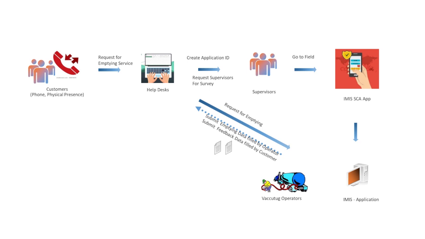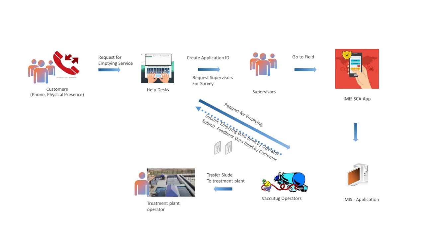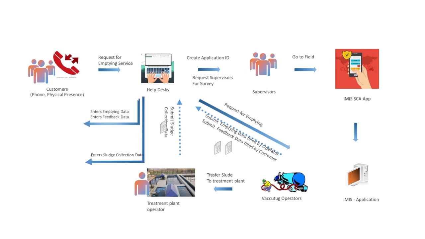IMIS SCA app or form must be filled. Request VacuTug operators for emptying. Emptying data and feedback form is filled. Transfer sludge to treatment plant. Treatment plant operator fills the sludge collection data or paper-based form. Help desk receives all three forms and enters the data into the IMIS system. Let's see how help desk will be able to create application ID and enter the provided service details.